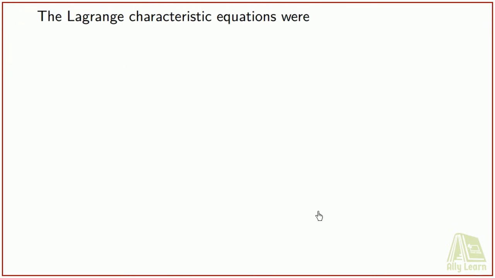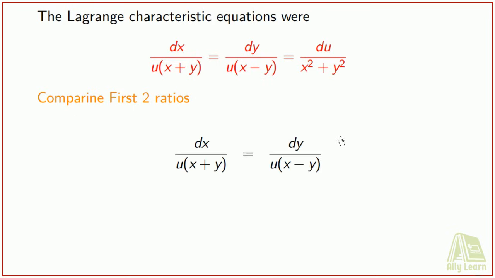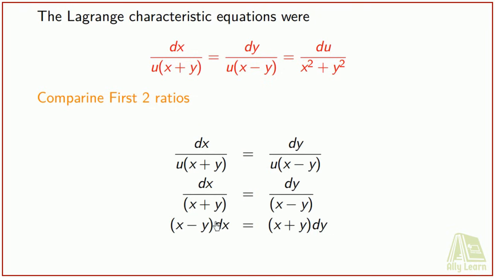So now again consider the Lagrange characteristic equations. For the second solution, what we do, we compare the first two ratios. So comparing first two ratios, we get this step. Now we cancel u on both the sides, and now we just cross multiply, and now we open the brackets.